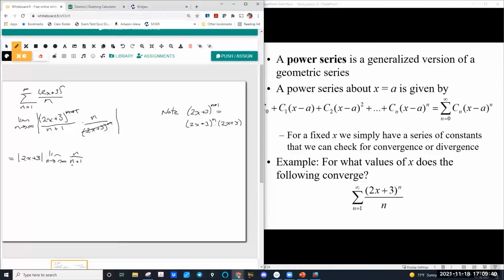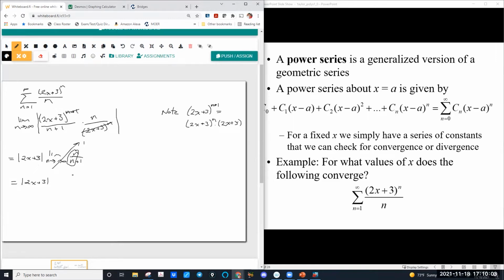Well, we've got a rational expression. So it's the ratio of the lead coefficients, which is n over n. So that limit is just 1. So all this comes out to be is the absolute value of 2x plus 3 times 1, which we don't have to write.